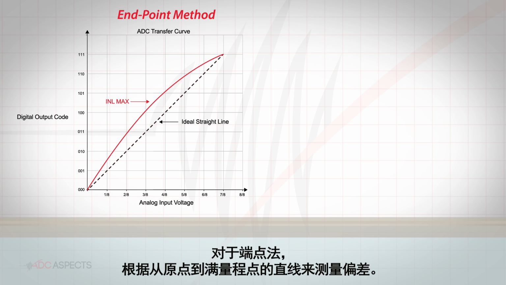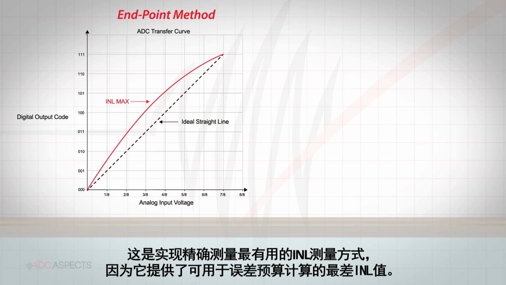For the endpoint method, the deviation is measured from the straight line that runs through the origin to the full scale point. This is the most useful INL measurement for precision measurements as it provides the worst case INL, which can be used for error budget calculations.